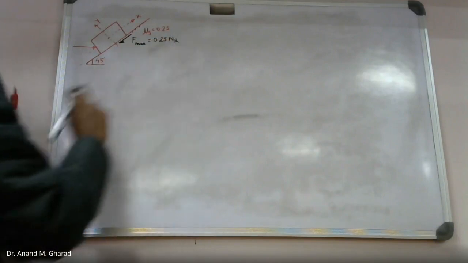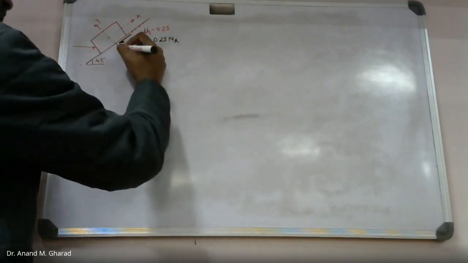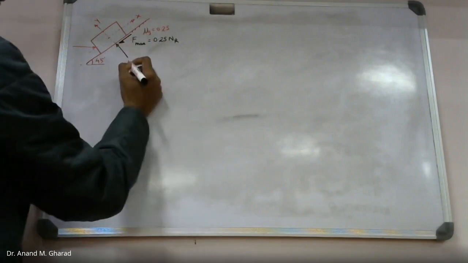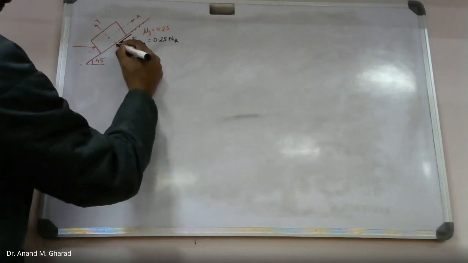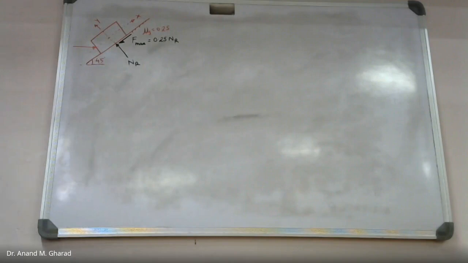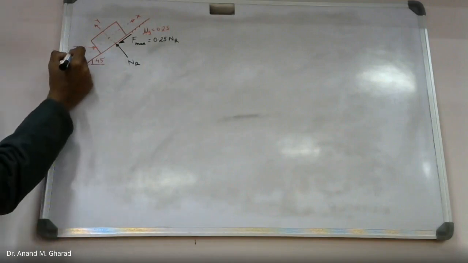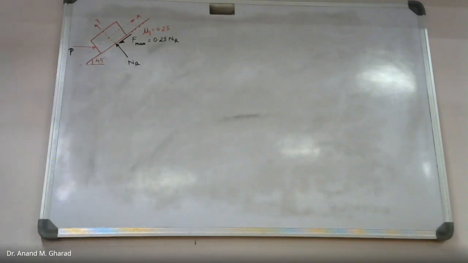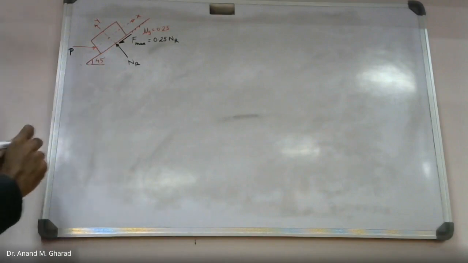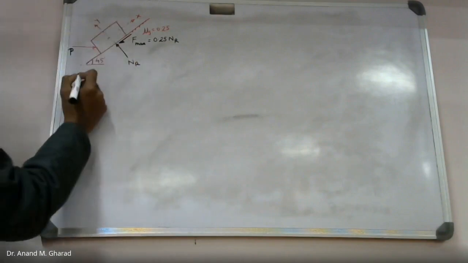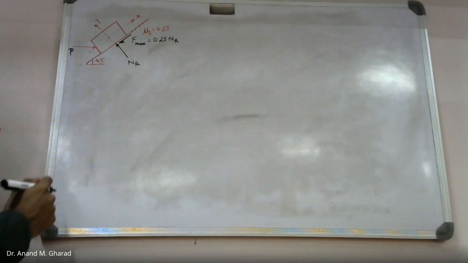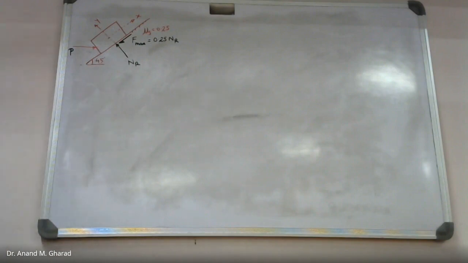So where will NR be? NR will be perpendicular to the rigid body like this. Do you agree? Yes, sir. Let me consider this force to be capital P. This is an unknown force. Now, based on this, you can definitely solve this numerical. How will you proceed?